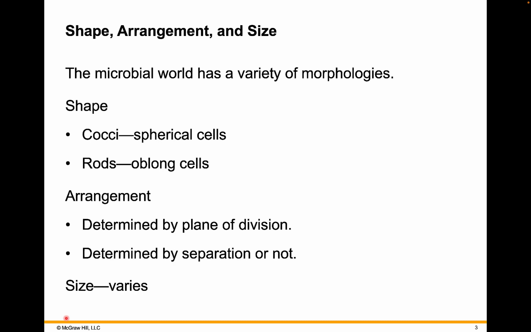So the first thing is that they do have a variety of morphologies or structures. If they are coccus, singular, cocci, plural, they are spherical. Whereas the rods and oblong cells are usually called bacillus as singular or bacilli as plural. The arrangement is determined by the plane of division, and whether after division they are separated or together like a cluster, and also the size.